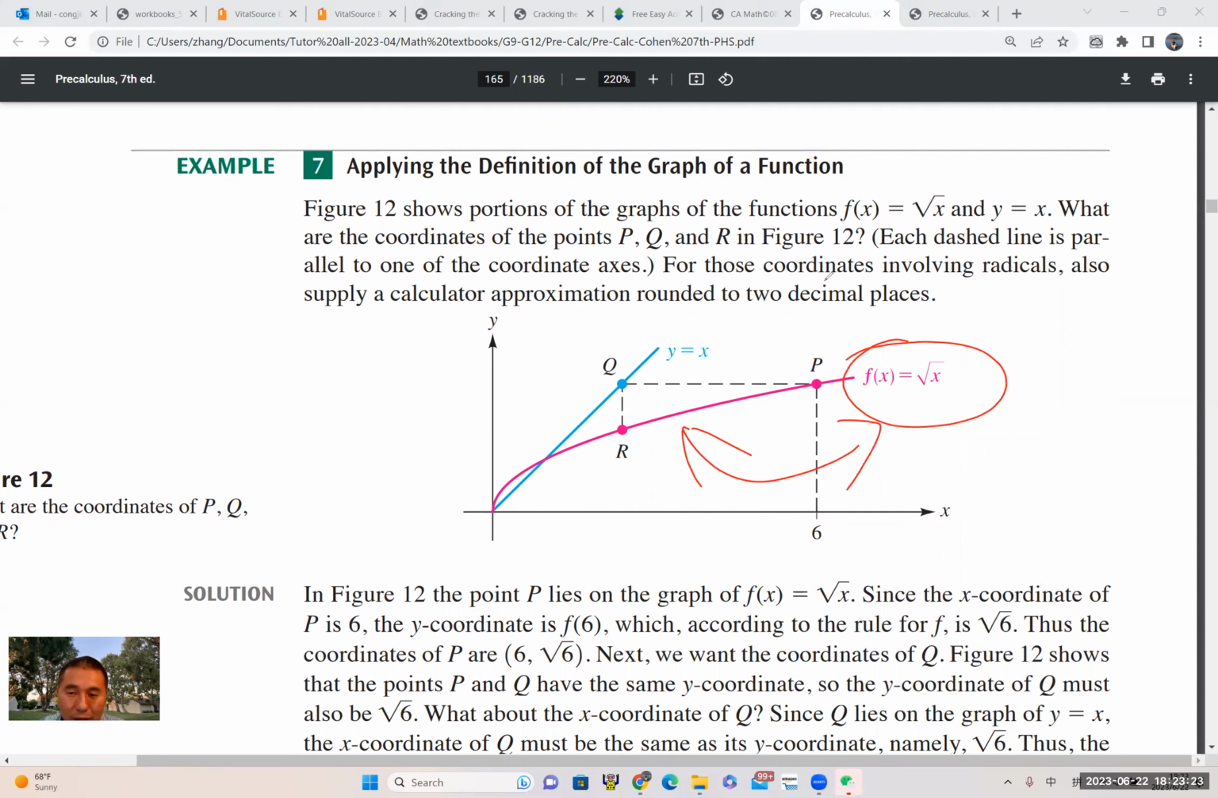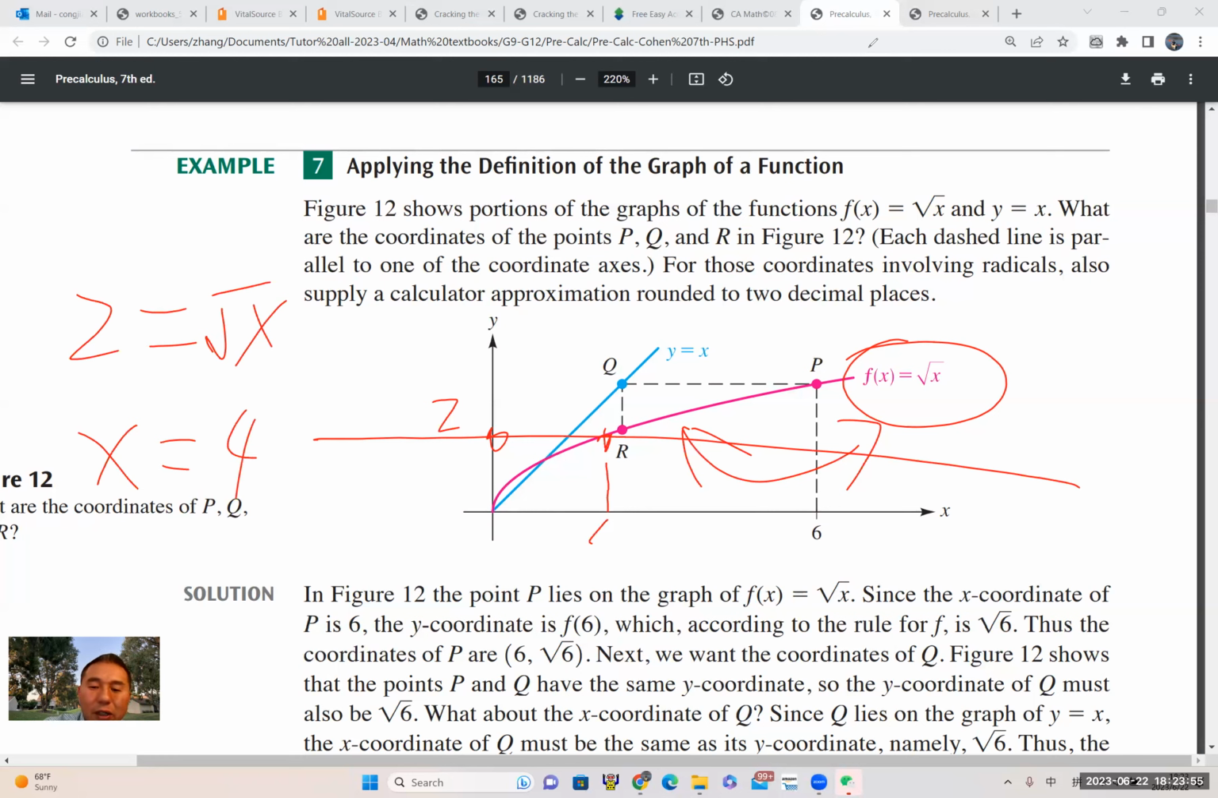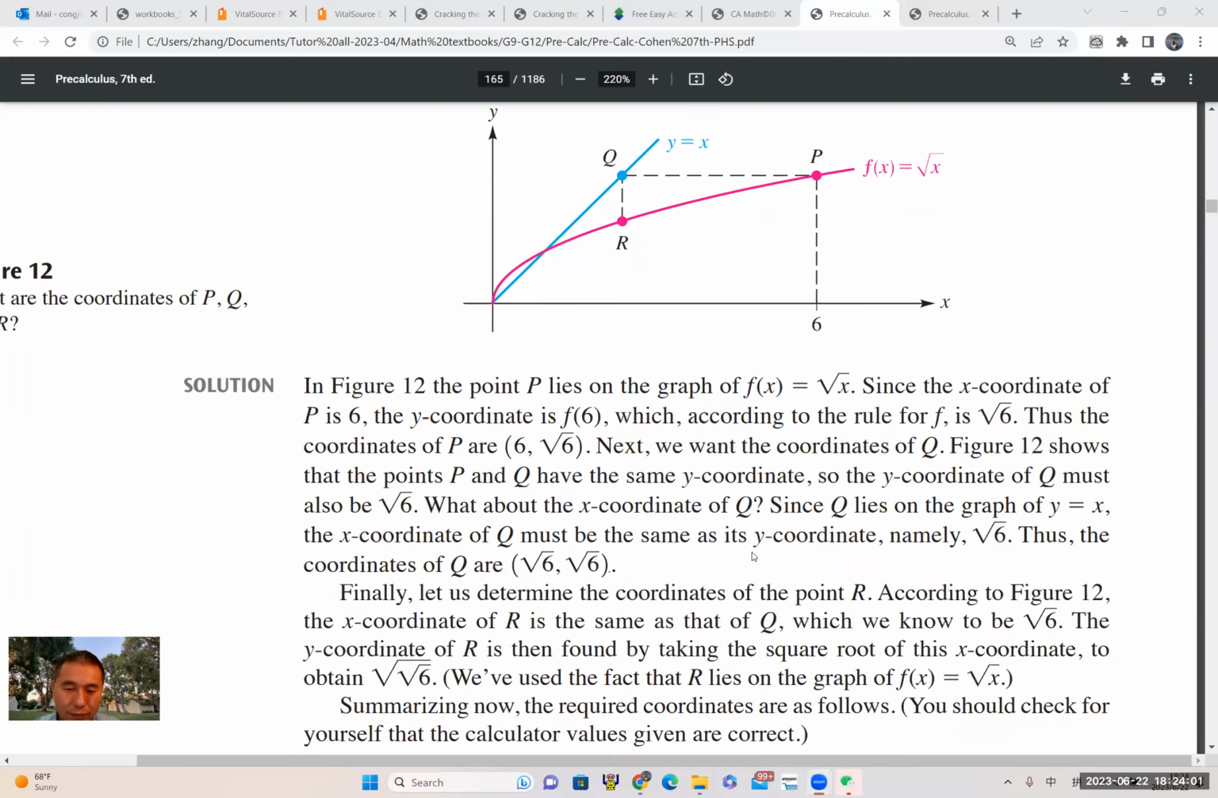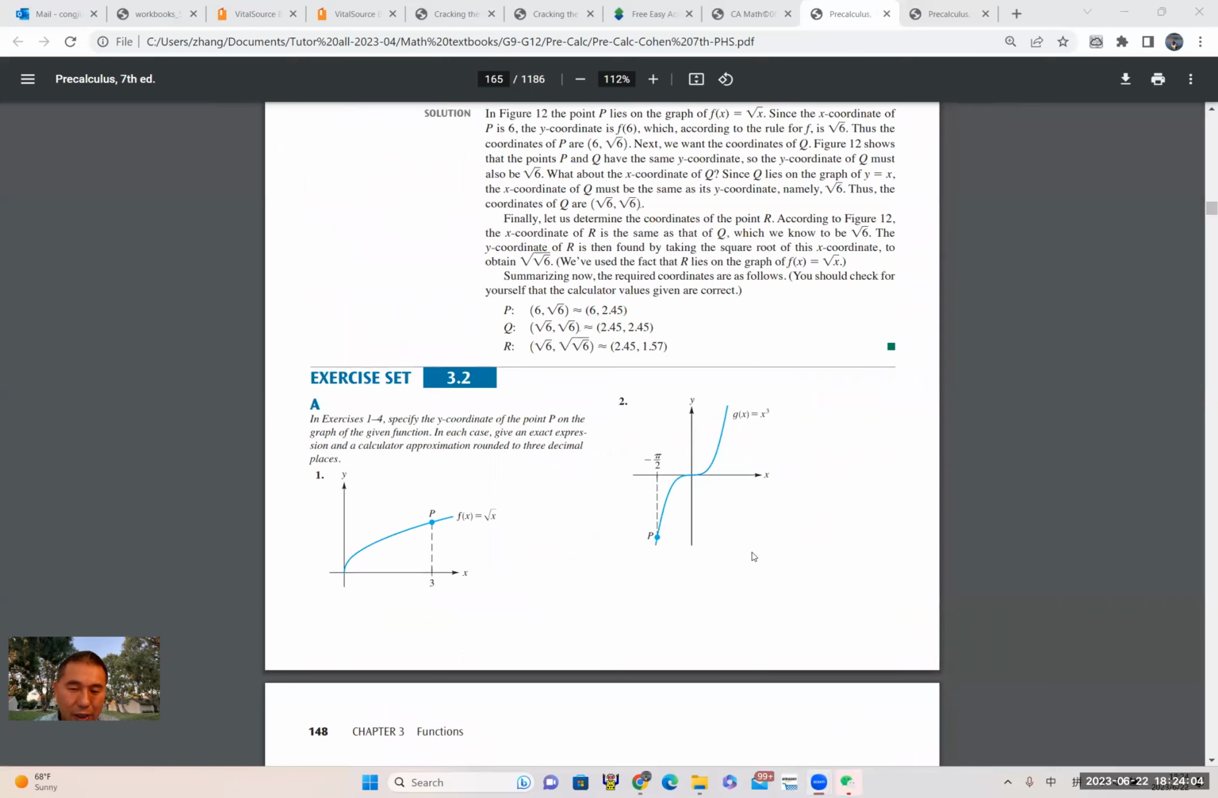Then what do we want to find? For example, when we check x equal to 6, then from this we can get y, right? Or if we want to find, for example, y equal to 2, then we'll find this place x. It means we can solve y equal to 2 equal to x square root, then x equal to 4, right? So we know here is 4. Then it's the x side.